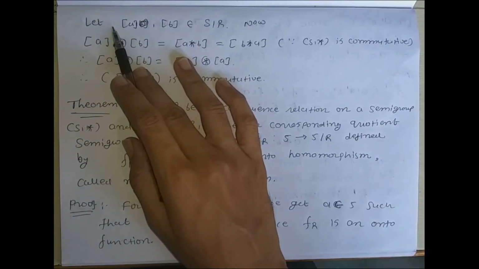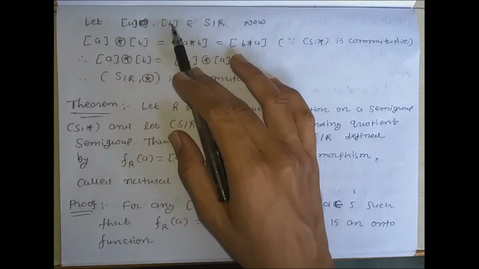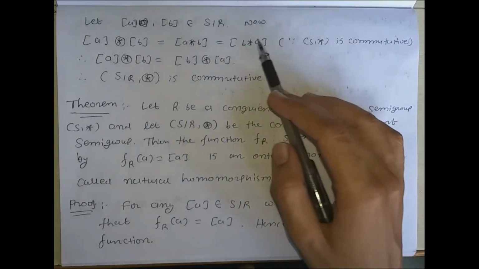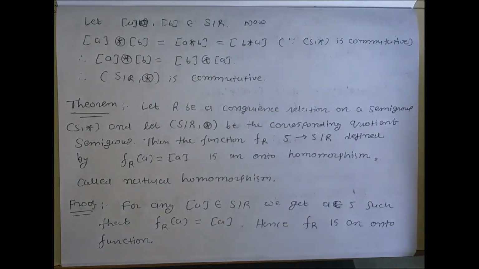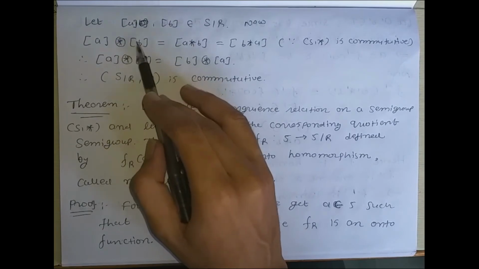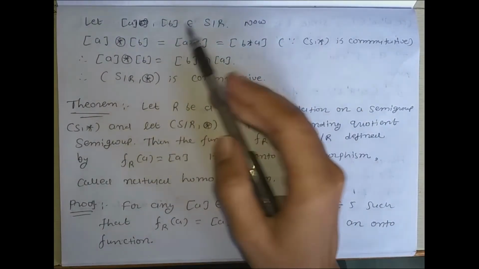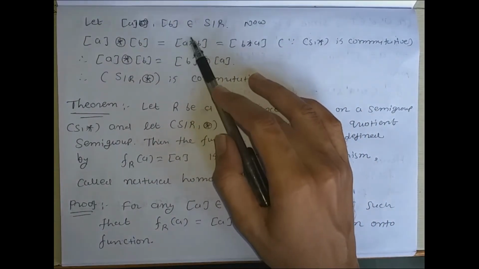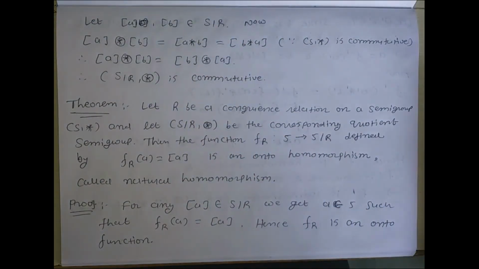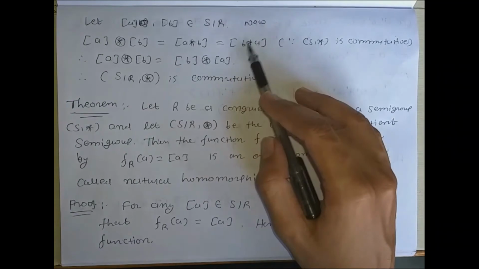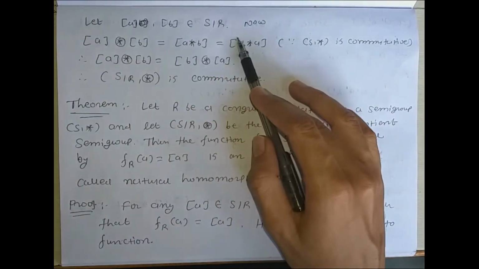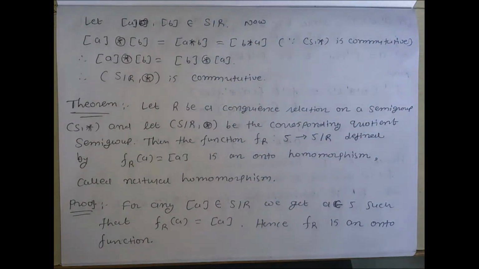Let two elements, equivalence class of A and equivalence class of B, belong to S quotient R. Now what is our aim? Our aim is to show that the binary operation ring star is commutative. So equivalence class of A ring star equivalence class of B is equal to equivalence class of A star B. Now star is a commutative binary operation, so A star B can be written as B star A. So equivalence class of A star B is equal to equivalence class of B star A.